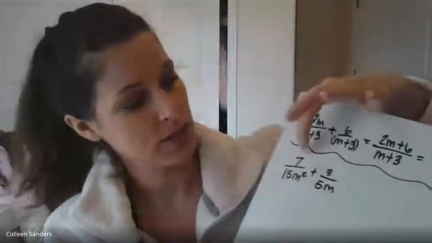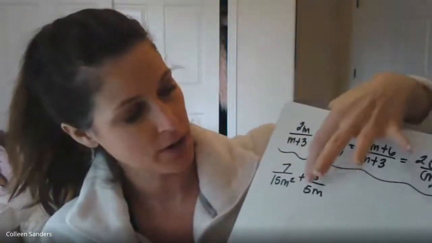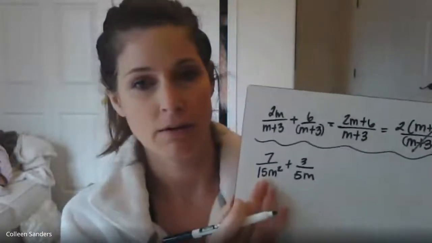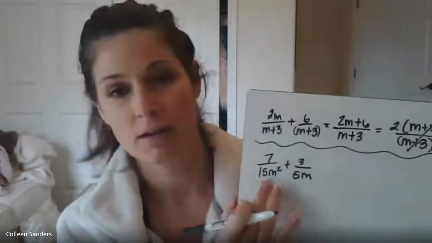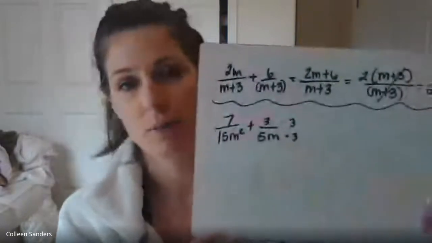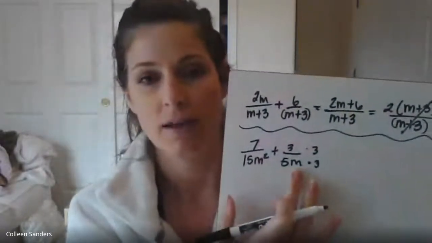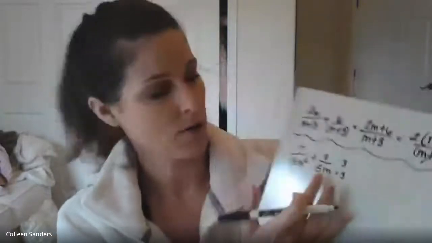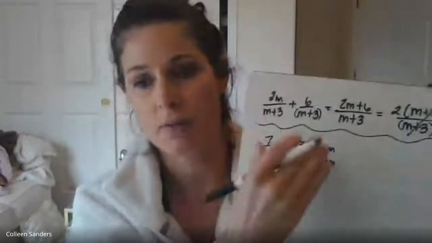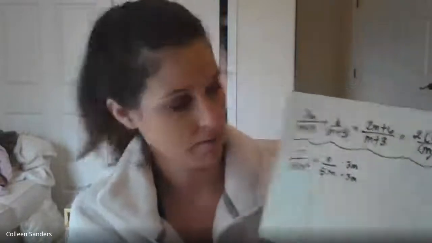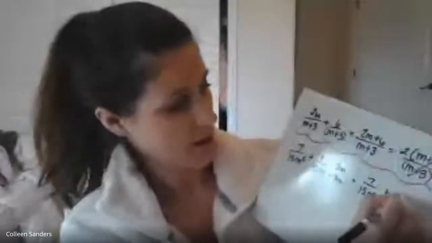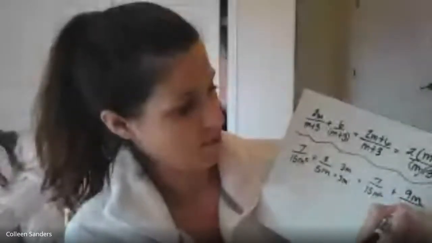Okay, so 7 over 15m squared plus 3 over 5m. I'm going to try to make a common denominator. Between the 5 and the 15, it's 15. So this one I'm going to need to multiply by 3, and you have to do it to the top and the bottom to make that a 15. And then I'm also missing an m because this is an m squared. So I also need to multiply by m to the top and the bottom. When you do it to the top and the bottom, it doesn't actually change it because that's 1. So this will be 7 over 15m squared plus 9m over 15m squared.